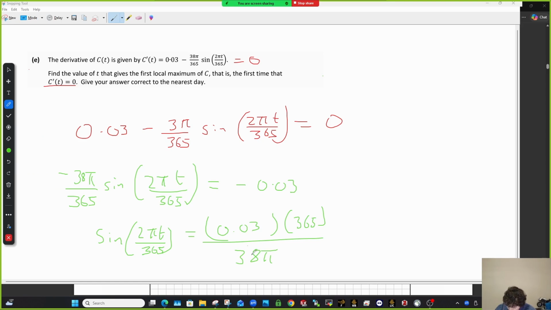So now, yeah, that number is not bigger than 1 now. Okay, so then this is solvable. So we have sine 2 pi t over 365, and I'm getting that equal to this number here.